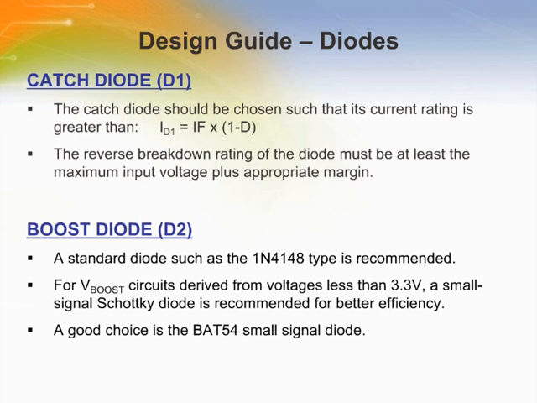A standard diode such as the 1N4148 type is recommended. For VBoost circuits derived from voltages less than 3.3 volts, a small signal Schottky diode is recommended for better efficiency. A good choice is the BAT54 small signal diode.